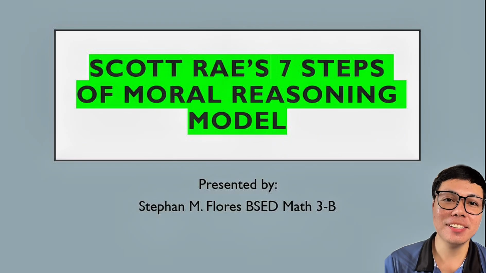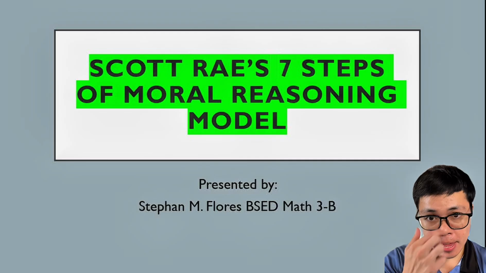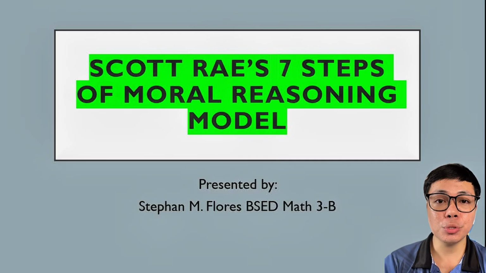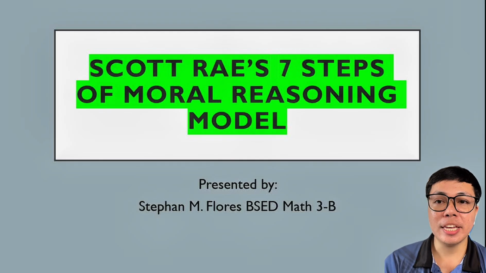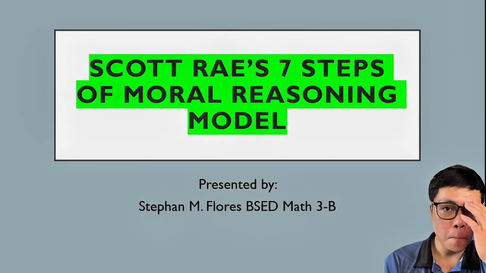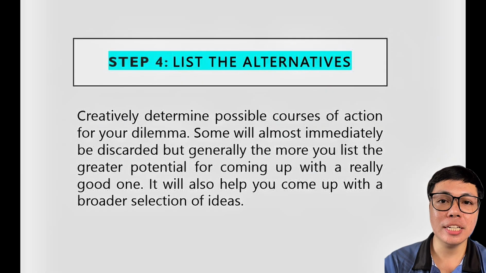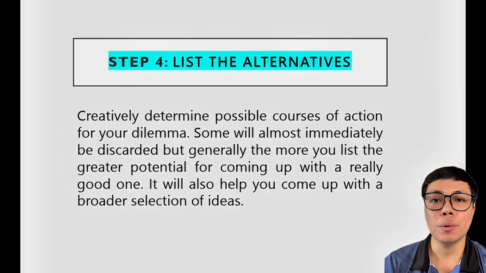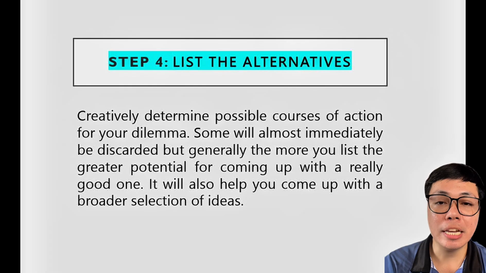Good day, everyone. Now that we have clearly understood the facts, identified the social issues, and recognized the virtues and principles involved, we can now move forward to the next part of our discussion. Now we are down to step 4, which is listing the alternatives. So, creatively determine possible courses of action for your dilemma.